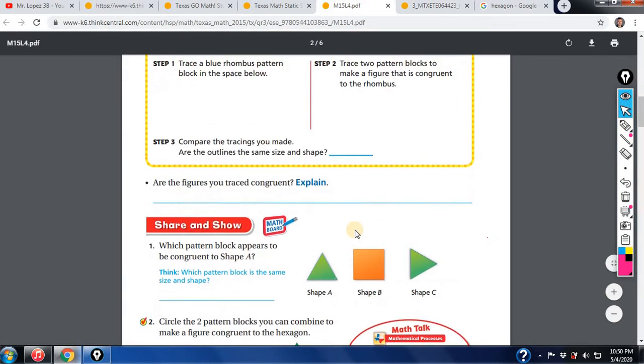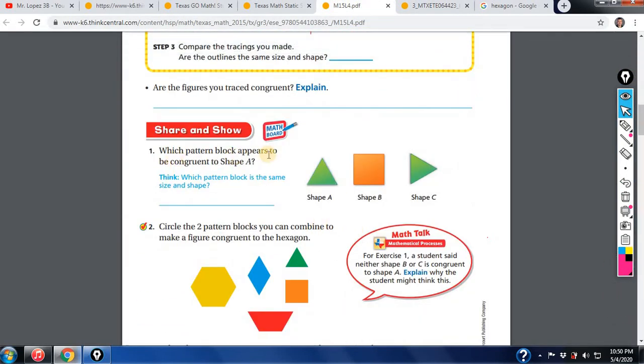So now let's look at the next question here. Which pattern blocks appear to be congruent to shape A? Well, here's shape A.